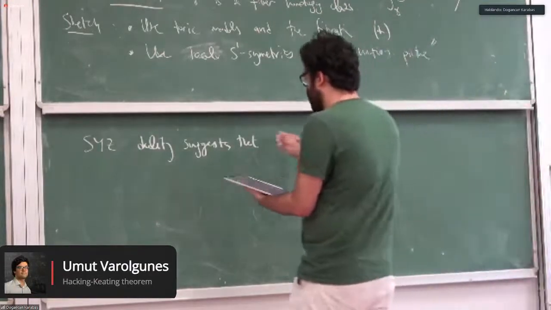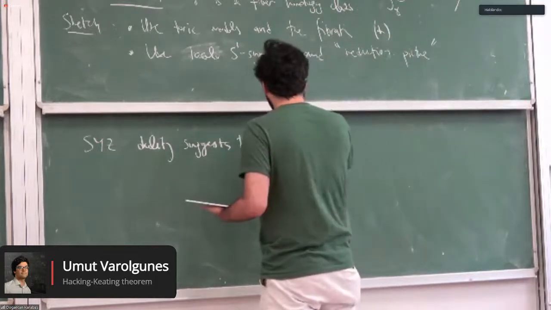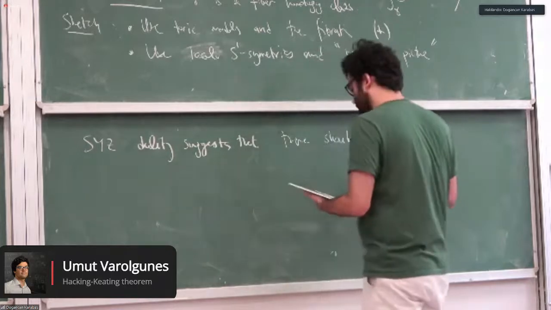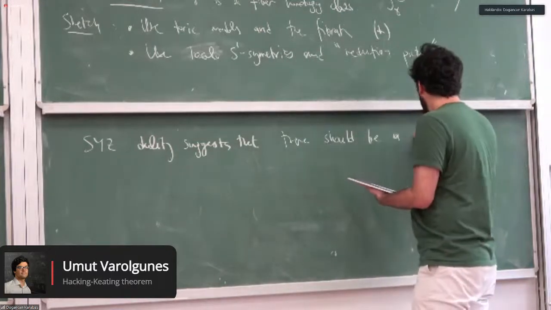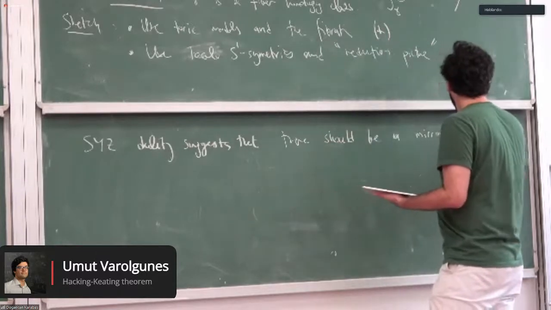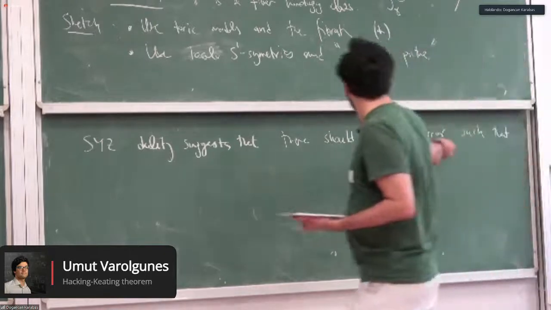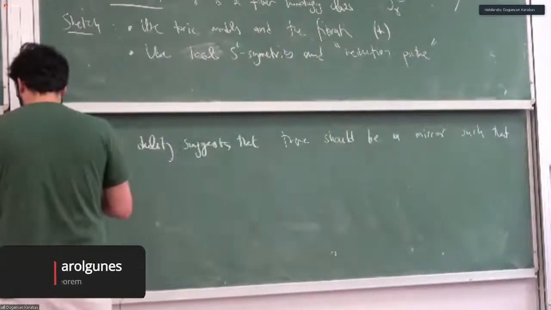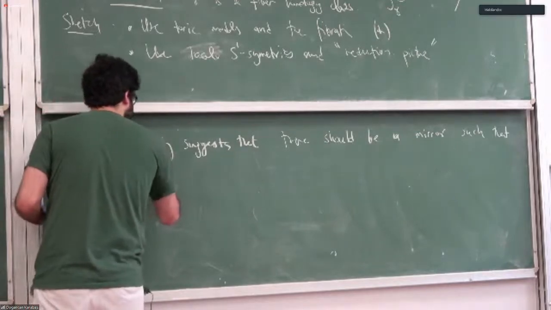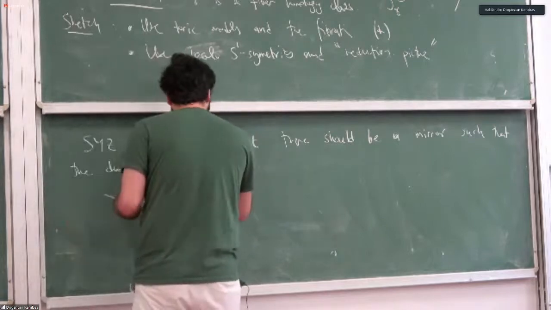Okay, so let me just go with the imprecise versions for now. There should be a mirror such that the mirror will also be a Calabi-Yau manifold with an SYZ fibration, and such that the dual fibration can be identified.